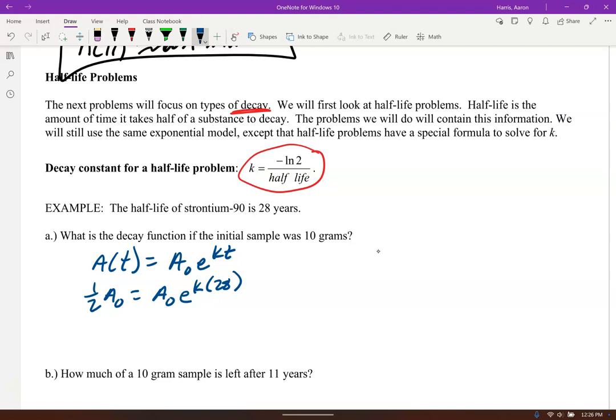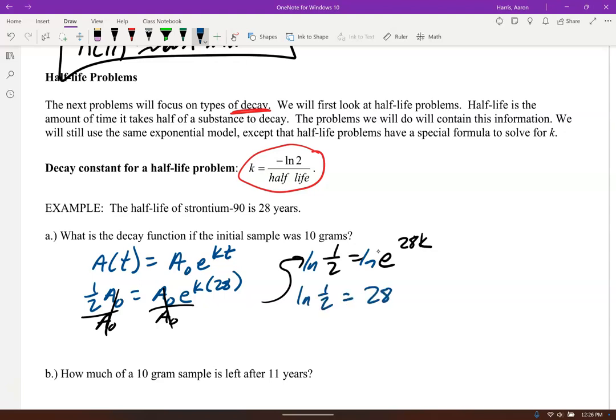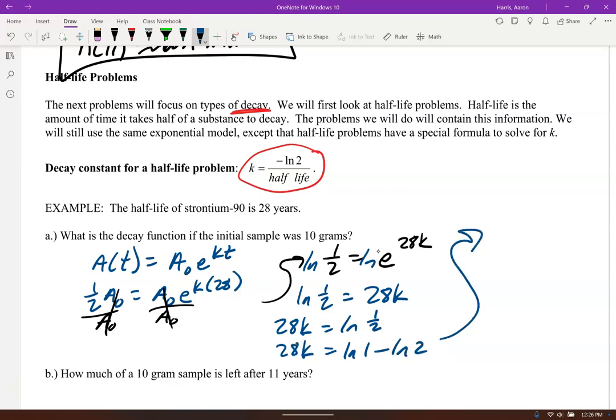You have half the original amount after 28 years. So I put 28 in for t. A of t is half the amount. Notice when I divide both sides by A sub 0, I'm done with A sub 0. That's gone. So what I have is half the amount, e to the 28k. I take the natural log of both sides, ln, ln. So I have ln of 1/2 equals 28k. And let me write that as 28k equals ln of 1/2. And you remember the quotient formula, that's ln of 1 minus ln of 2. Well, ln of 1 is 0, right? So that's 28k equals 0 minus ln of 2, divided by 28.